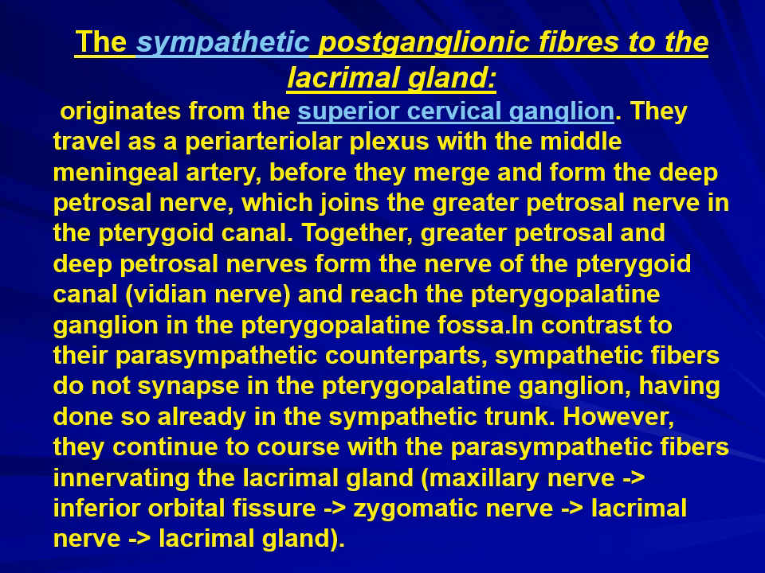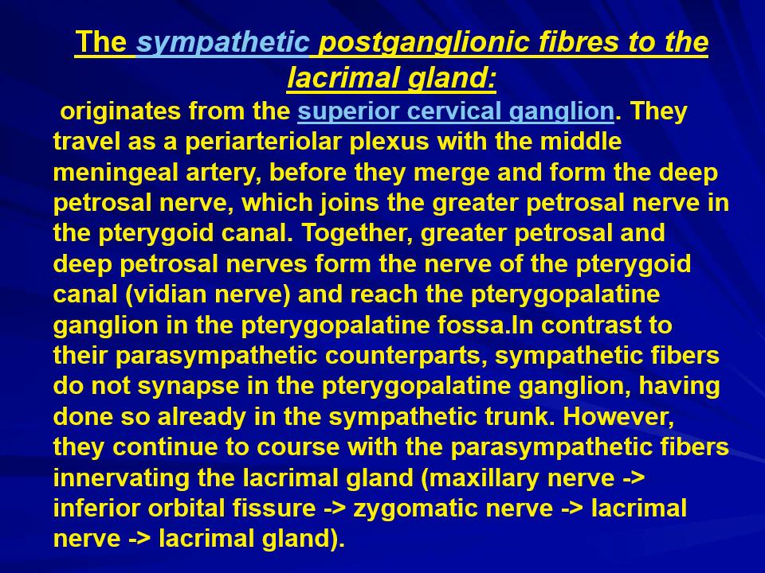On the other hand, if we want to know the origin of the sympathetic postganglionic fibers reaching the lacrimal gland, they are the fibers coming from the superior cervical sympathetic ganglion. They travel as a periarterial plexus with the middle meningeal artery before they merge and form the deep petrosal nerve. The deep petrosal nerve joins the greater petrosal nerve in the pterygoid canal, and both form the nerve to the pterygoid canal, or vidian nerve, reaching the pterygopalatine ganglion in the pterygopalatine fossa.